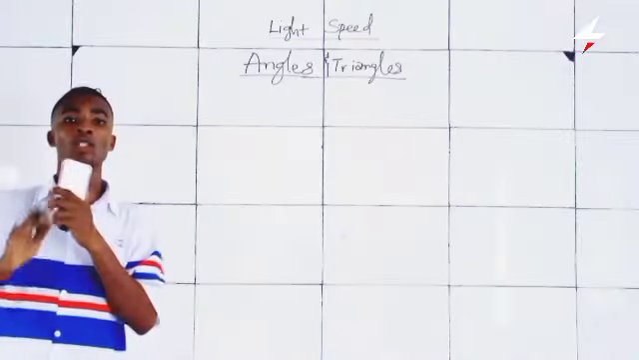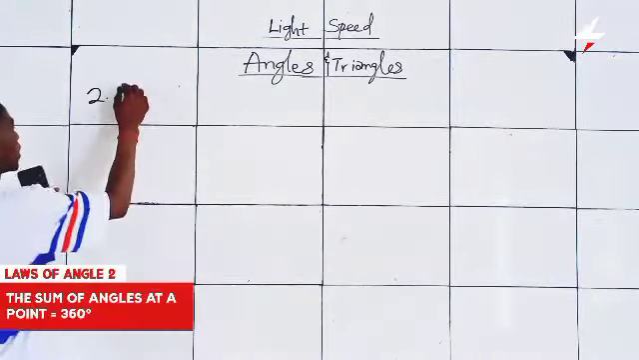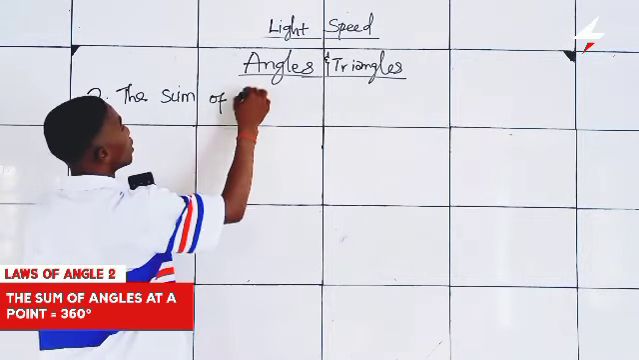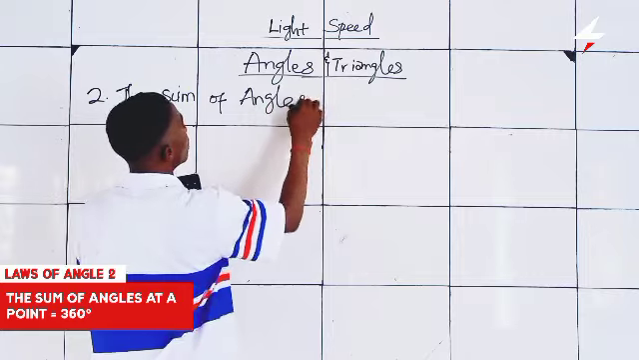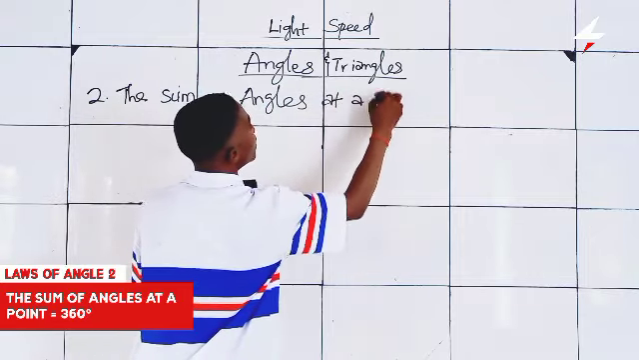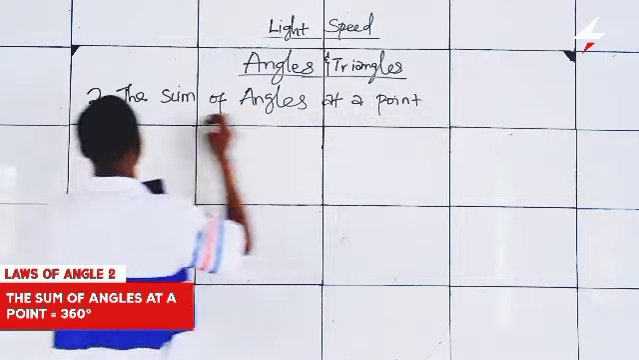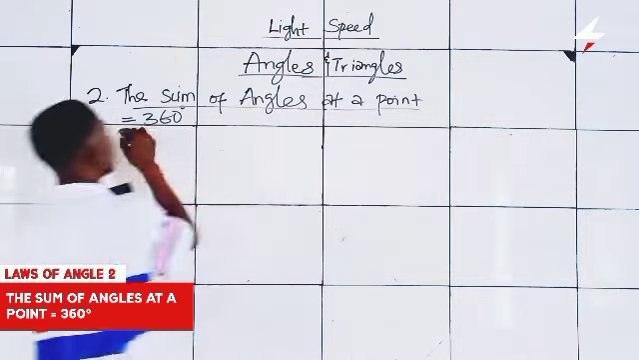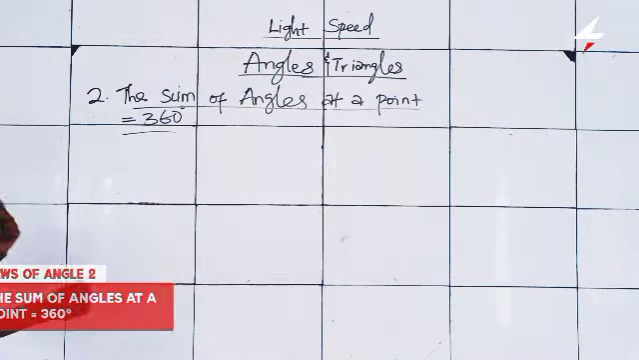Now let's go to rule number 2. Rule number 2 says that the sum of angles at a point equals 360 degrees. That's what the second law says. Now let's see what that means.